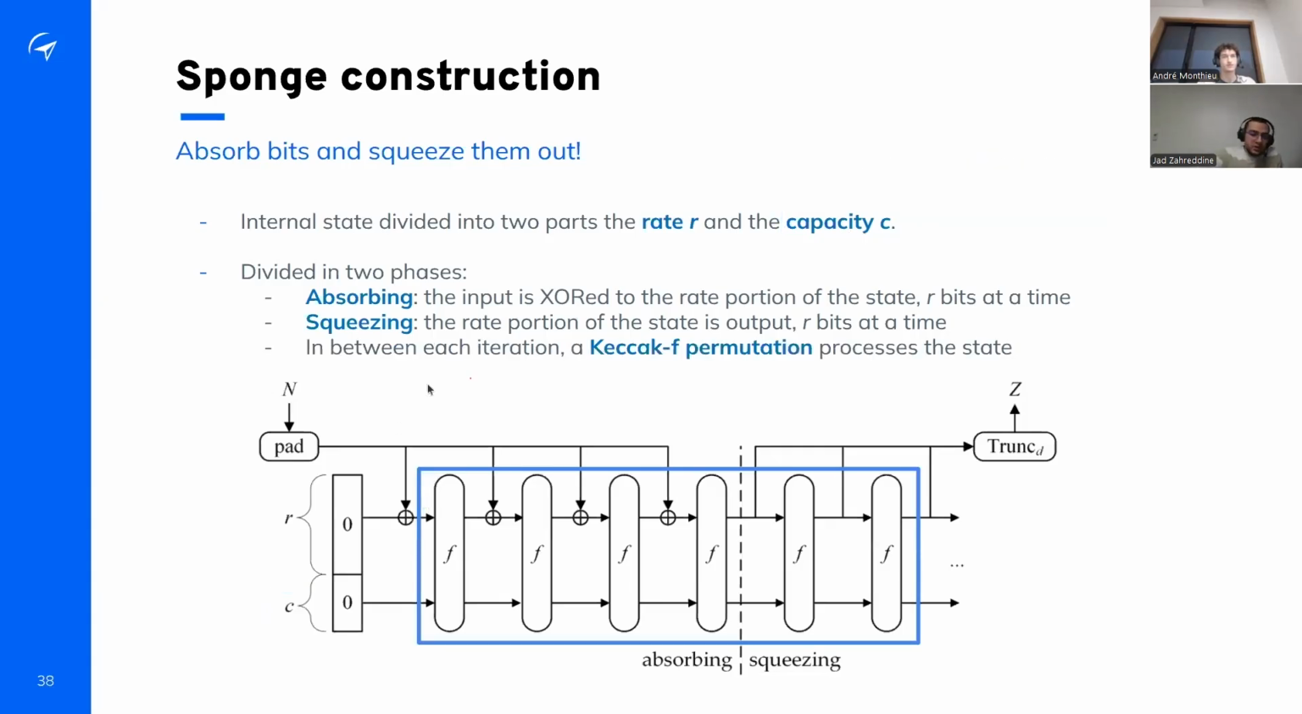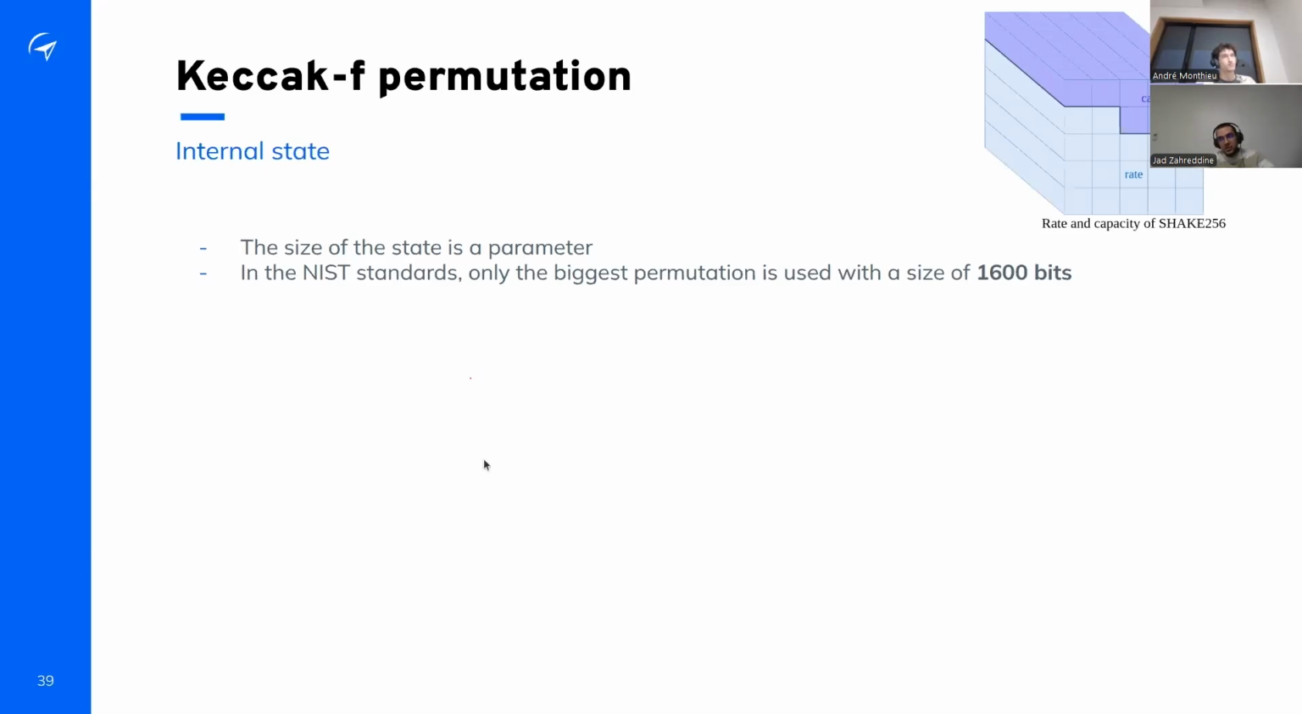Now, in between each of the absorbing or squeezing iterations, there's a Keccak-F permutation that processes the state. Let's take a look at what it does. So the internal state, we said that it's divided into a rate and a capacity. It's illustrated here for the rate and the capacity of SHAKE256 specifically. This state has a size that was a parameter at first when the Keccak team published their candidate for the NIST competition. However, in the NIST standard, so in the SHA-3 standard, FIPS 202, only the biggest permutation is used, and it's of size 1600 bits.